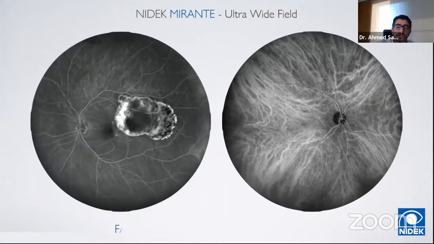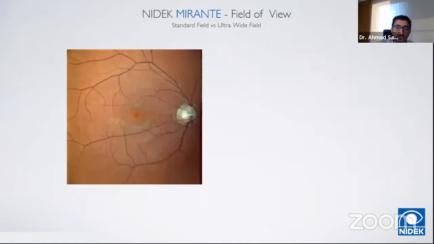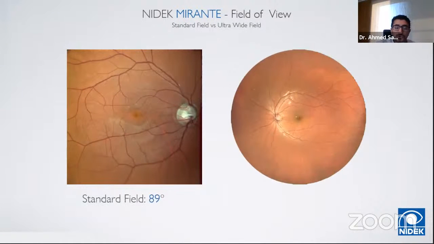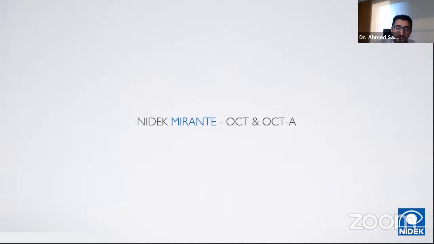This is an ultra-wide field ICG image, and to the right and to the left, we have an FA image. So for you to be able to compare between both, the standard field of imaging is 89 degrees, while our ultra-wide field image is 163 degrees, and you can capture, as I mentioned, the colored, FA, ICG, or even the autofluorescent.